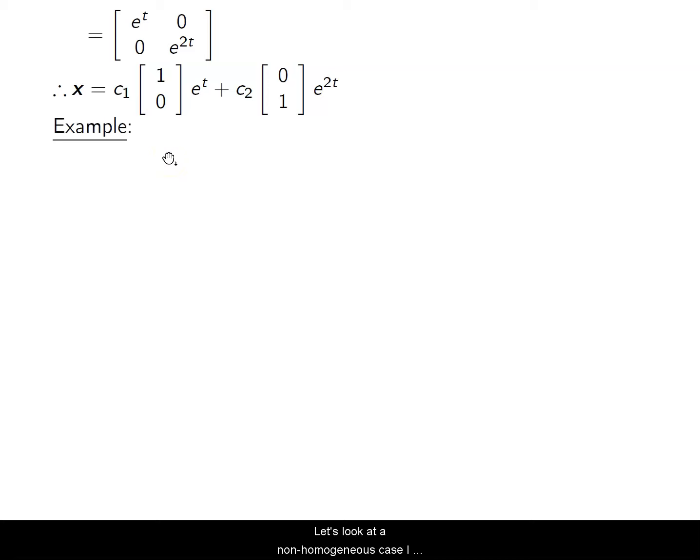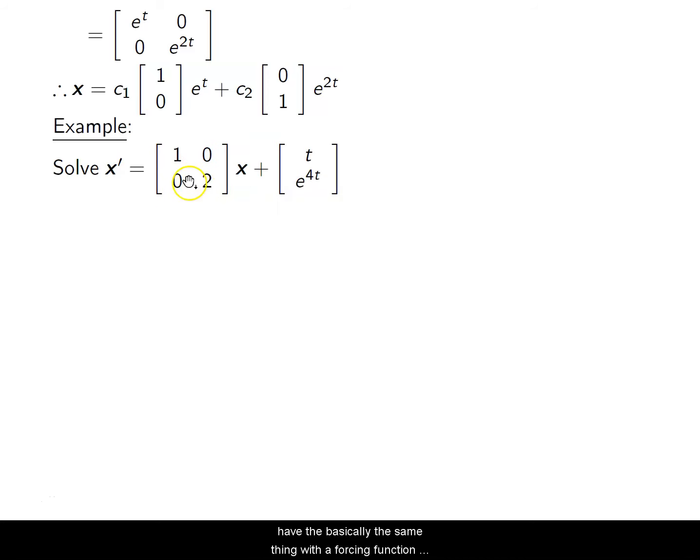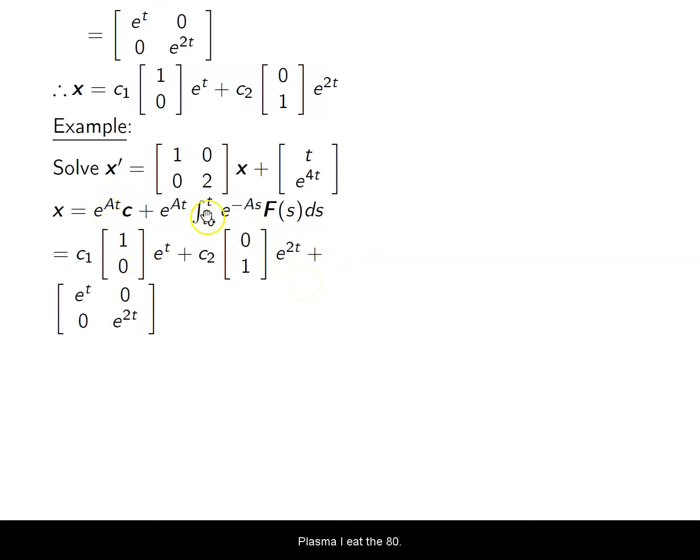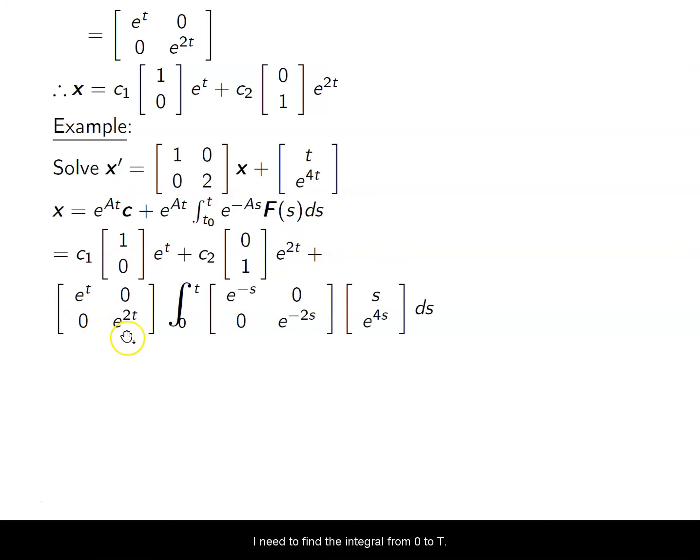Okay, now let's look at a non-homogeneous case. I have basically the same thing with a forcing function. So we already have our solution here, which is nice because I can just plug straight into this formula. I have my e to the At c here plus my e to the At, and I need to find the integral from 0 to t of e to the negative s, e to the negative 2s. So all I'm doing here is putting a negative in front of all the entries of my e to the At. Very, very easy to do.